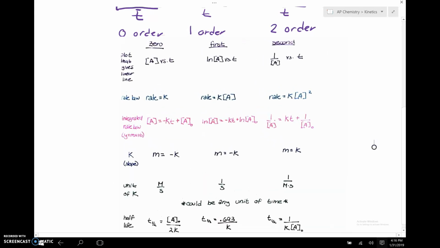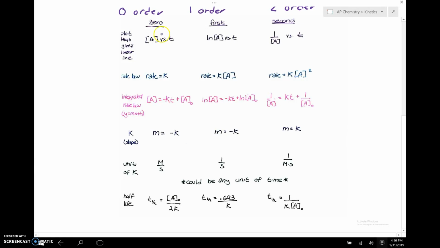Okay, so we can take a look at, these are just straight from our notes from class. We have 0 order, first order, and second order reactions. We just talked about this first row here, plot that gives a straight line. Obviously, if it's linear, it's straight. So we know that. From there, we know the differentiated rate law.